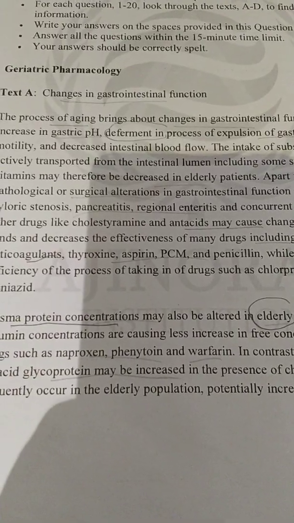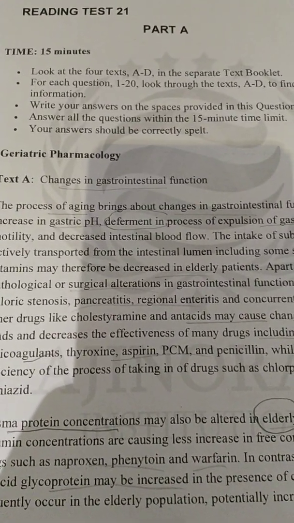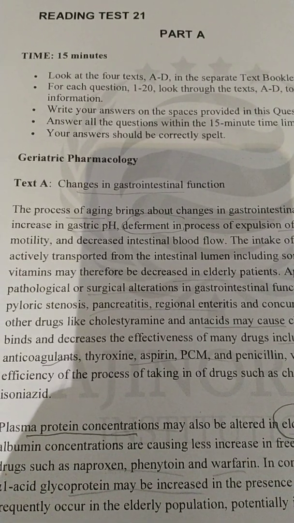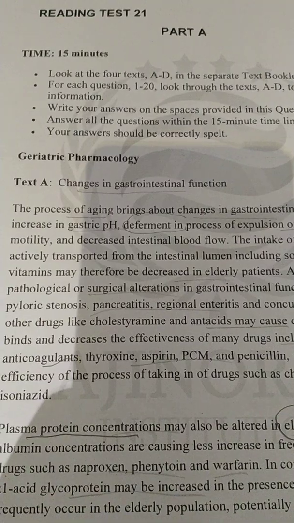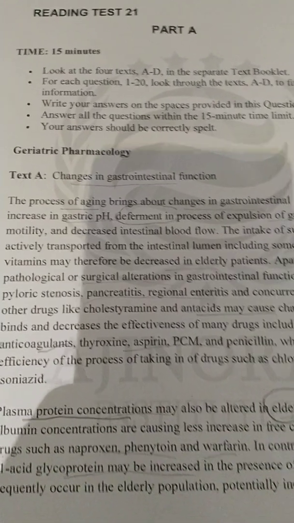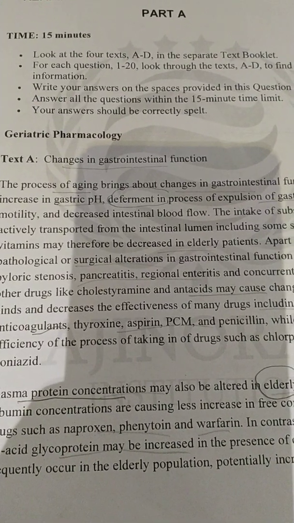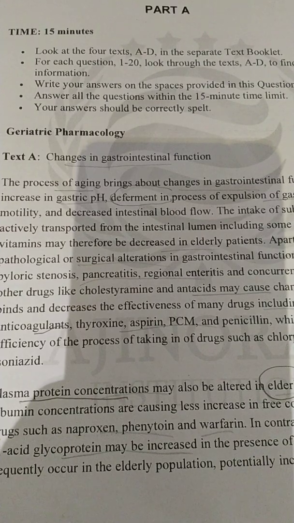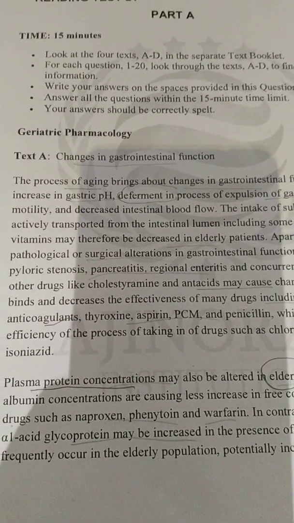So just look at an example here. Always try to read the instruction given at the top. Then read the heading, then text A. The subheading is changes in gastrointestinal function. So let's read. The technique used here is skimming and scanning. Just look for the general idea, and if there are any keywords, just underline them.